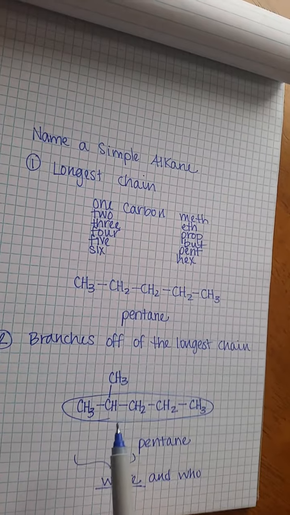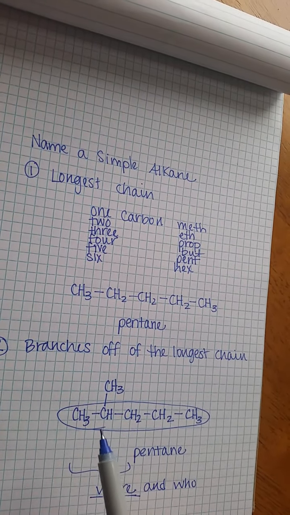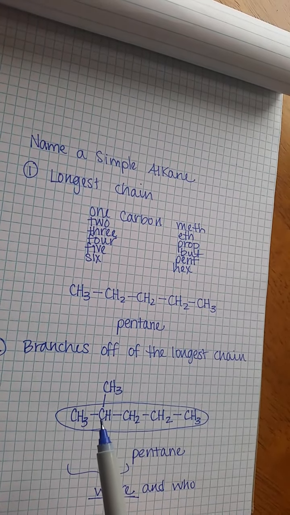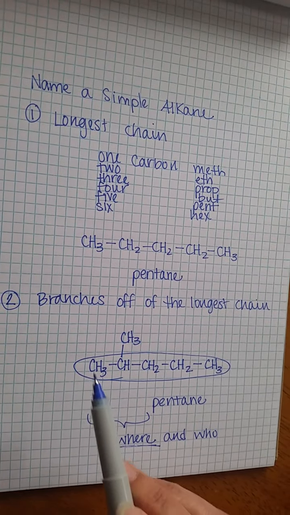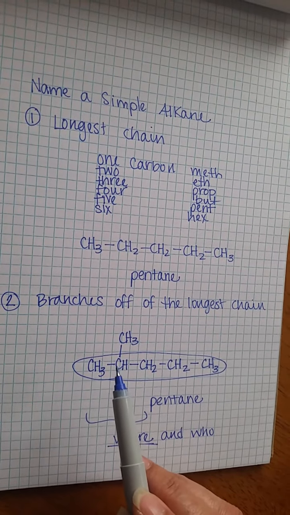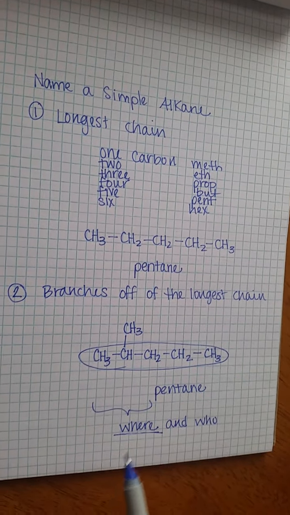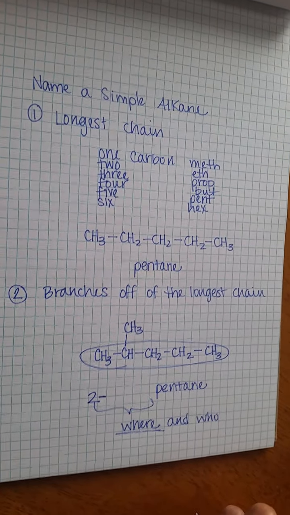All right. We wouldn't number it the opposite way, which would give us 1, 2, 3, 4, and that would say our substituent would be off the 4. So we're going to go with the where will be that our substituent is off of the second or the 2 carbon of the longest chain. So we will put a 2 and then a hyphen.